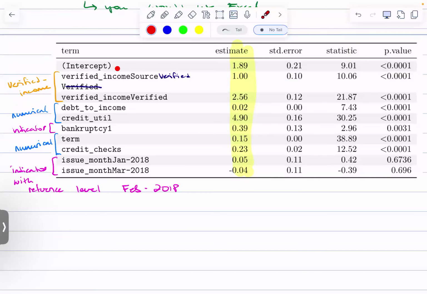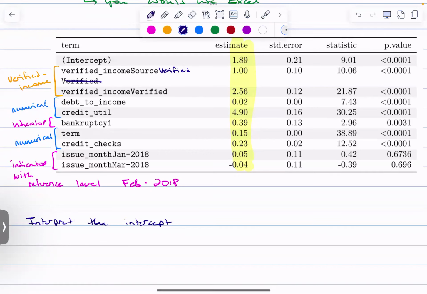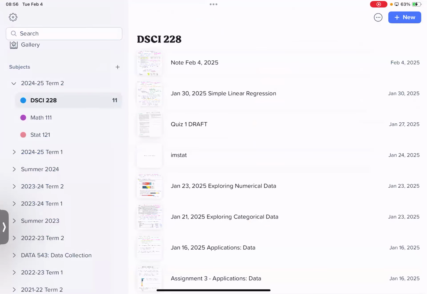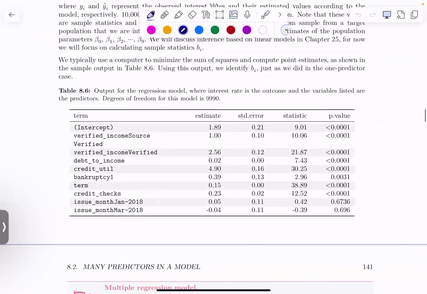In fact, let's try it. How do you get to only the intercept? You would have to multiply all these other values by 0. And so let's interpret what the intercept is. Interpret the intercept. Can I steal the model that they typed out? Because it's so much nicer. And it's long. Let's see here.